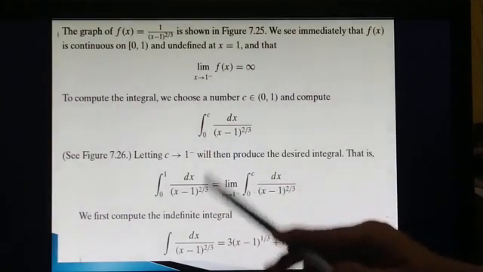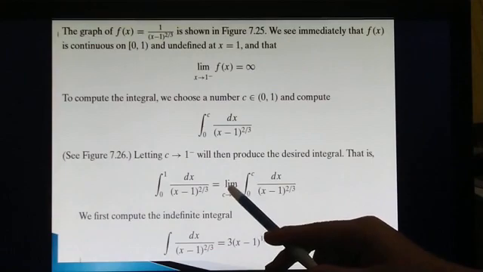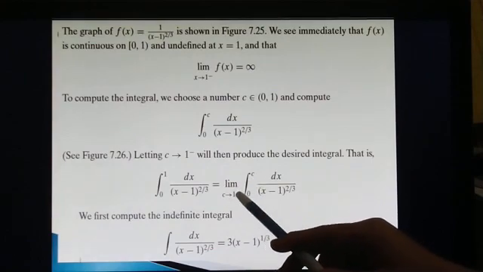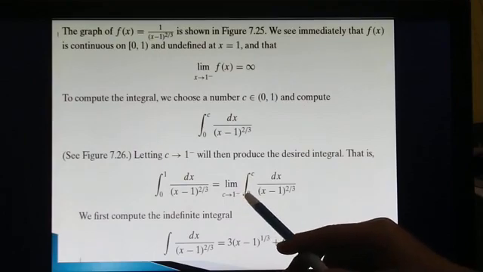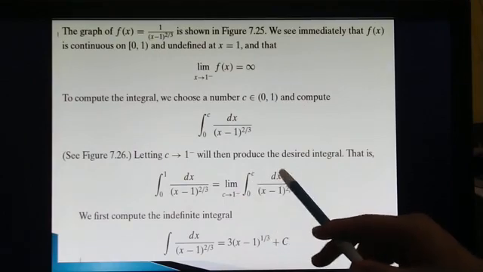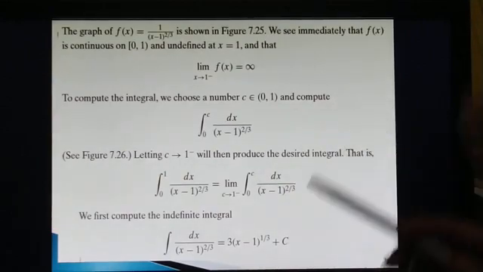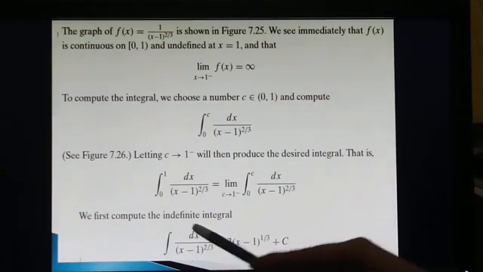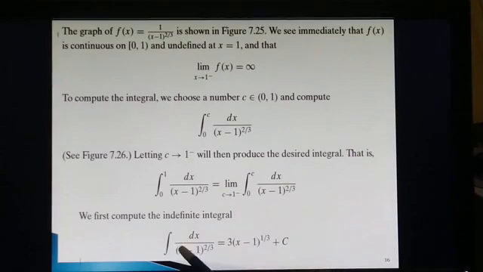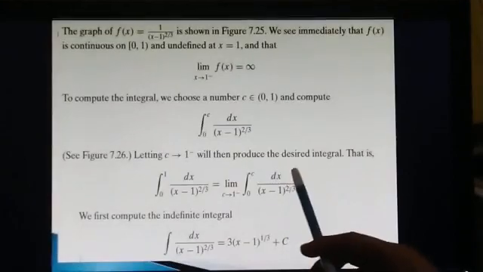Of course, we use the limit as c tends to 1 from the left of the integral from 0 until c of dx over (x minus 1) to the power 2 over 3. It is very easy to see by using the antiderivative that the antiderivative of this one is equal to 3 times (x minus 1) to the power 1 over 3 plus C. Then we can take this.